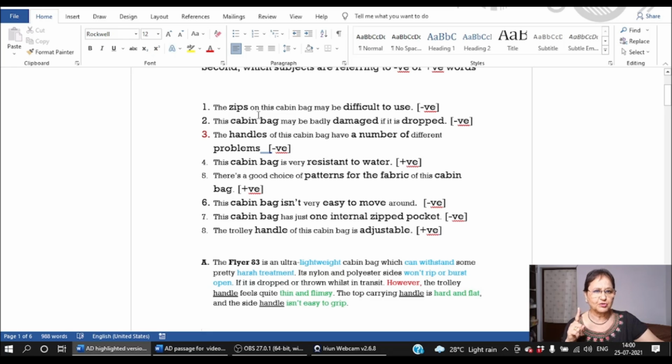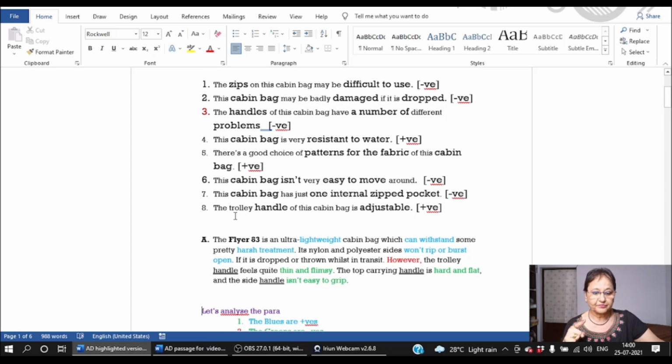Now, first thing you do is only concentrate on the question which is referring to handles. Now, I have handle number 3 and I have handle number 8. So, what is number 3 referring to? Handles, a number of problems. So, this seems quite correct. At the same time, check out what is the 8th one. The trolley handle of this cabin bag is adjustable.